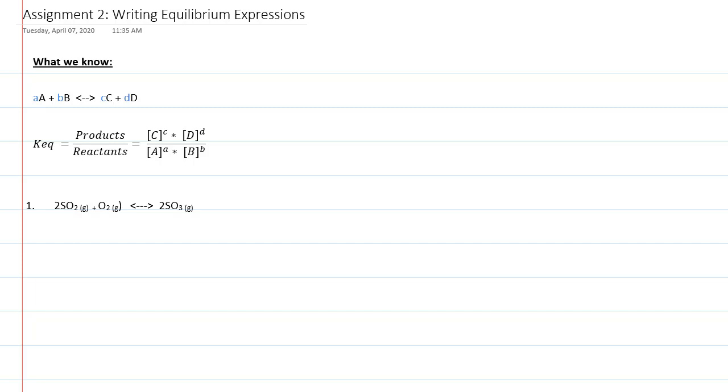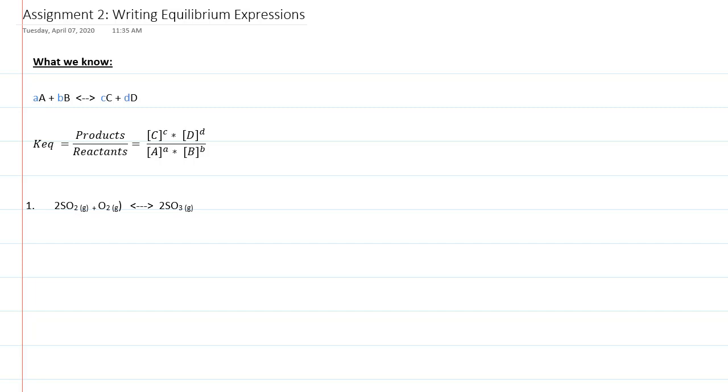In this video, we'll be looking at how to write equilibrium expressions. From our class notes, we know that if we're given a standard equation of A plus B in a reversible reaction with C and D as products, we can write a Keq expression, or an equilibrium constant expression, by looking at the products divided by the reactants.